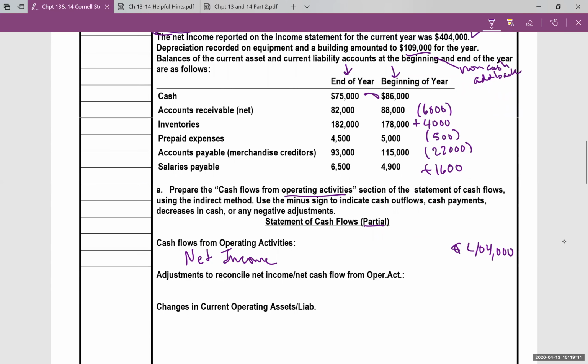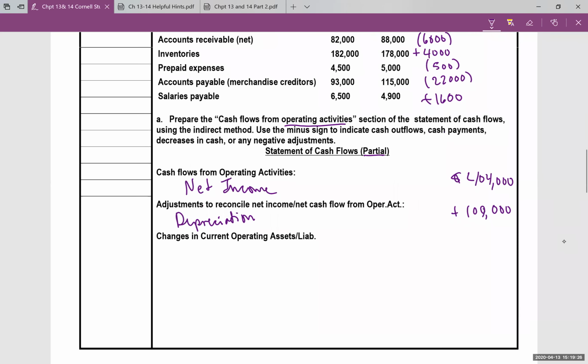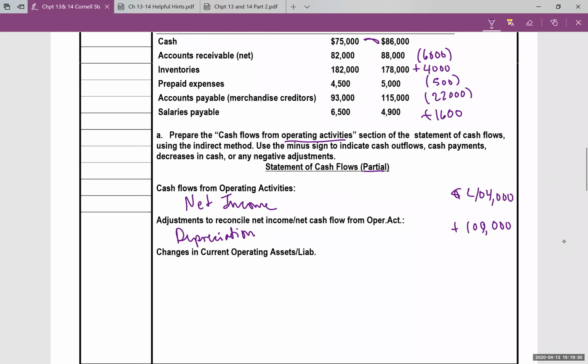Adjustments to reconcile the cash flow. We had depreciation, and we're going to add $109,000 back because that was an expense that had nothing to do with cash, so we need to add it back. Changes in current operating assets and liabilities. That's where we take those numbers we just looked at above, and we're going to write them here.